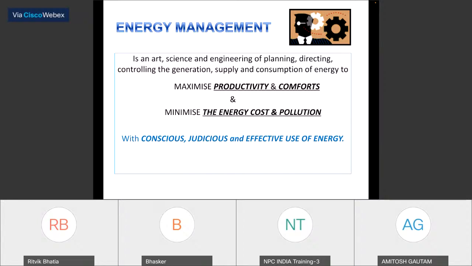But how? It is not only a technological methodology that will take us to the maximum productivity and comforts with the minimum cost. No. I will try to prove during these 2-3 hours that it's the art of understanding. It's a little science and engineering of planning, directing, controlling the generation, supply, and consumption of energy, which can take us to the maximum productivity and comforts and minimize the energy cost and pollution.